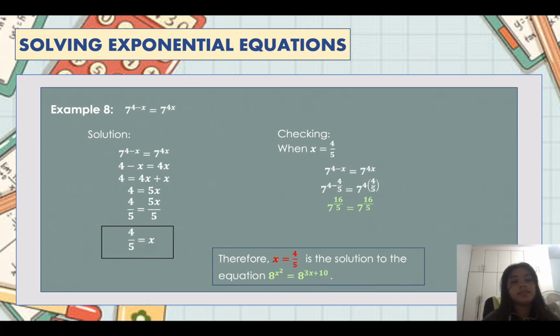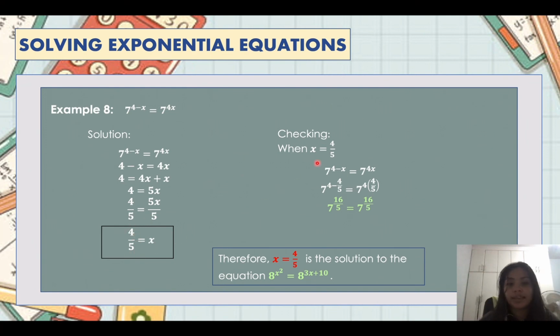Number 8. 7 raised to the power of 4 minus x equals 7 raised to the power of 4x. Now, since the bases are the same, we directly bring down its exponents. So it becomes 4 minus x equals 4x. We then combine the like terms, transposing negative x to the right side. So it becomes 4 equals 4x plus x. We then add, so it becomes 4 is equal to 5x. We then solve for the variable x and divide both sides by 5. We then have a result of 4 over 5 equals x.